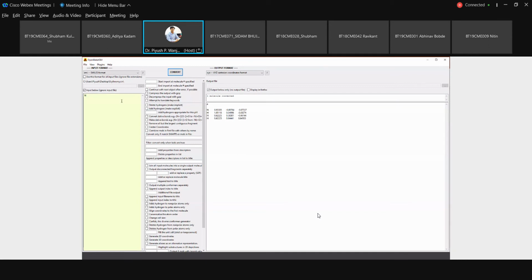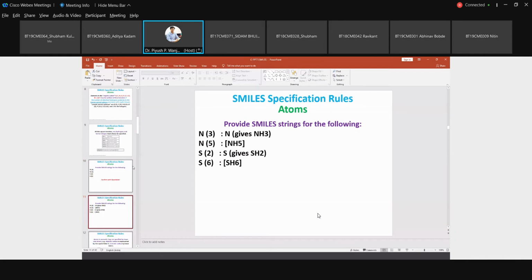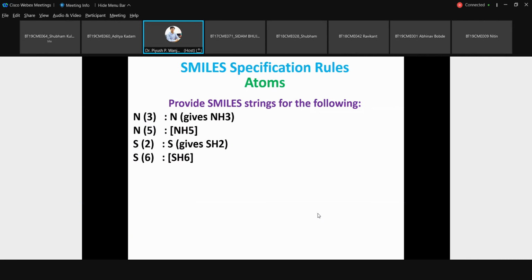But if you want to specifically mention, suppose I'm taking sulfur, the lowest valency of sulfur it will take is 2. But if I want to mention a higher valency, suppose a valency of 6, then I have to specifically mention it in square brackets. So all 6 hydrogens will come into the picture. In this way, whatever doubt comes to your mind, for any SMILES string you can simply open the Open Babel software and practice whatever strings you want.